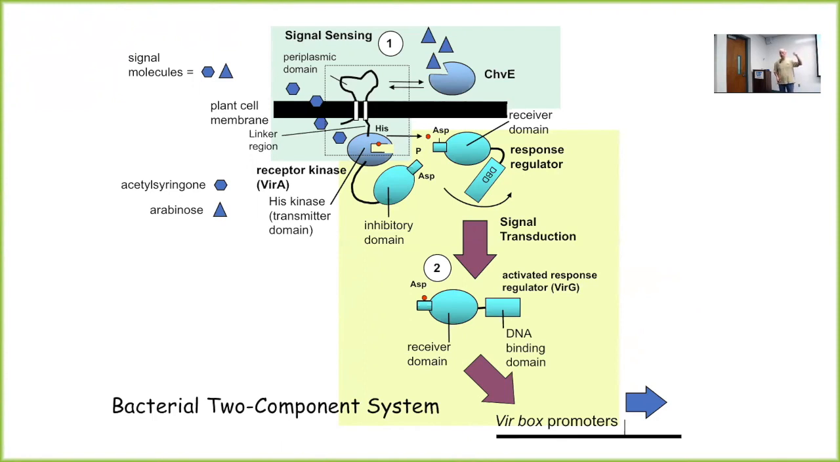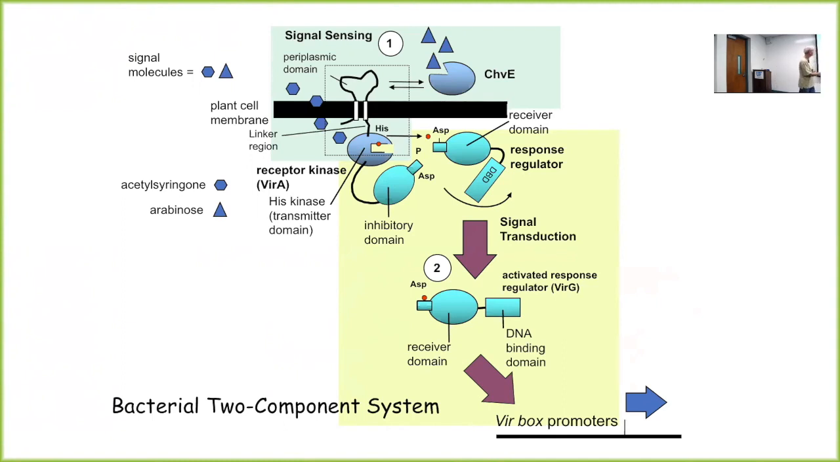So these two signals work together. It knows it's wounded, and it knows that the cell is in the process of regenerating itself. A thin cell wall is perfect for injection of the T-DNA. Okay.